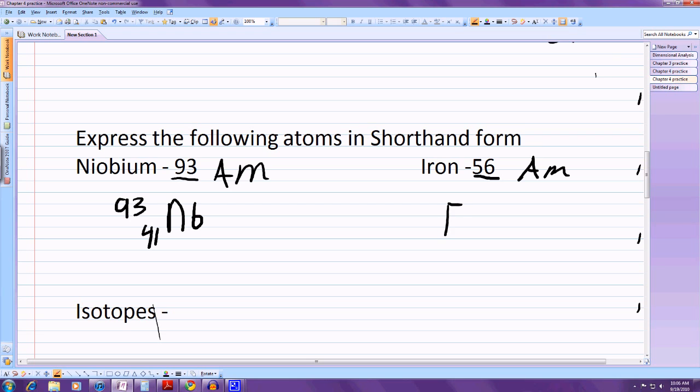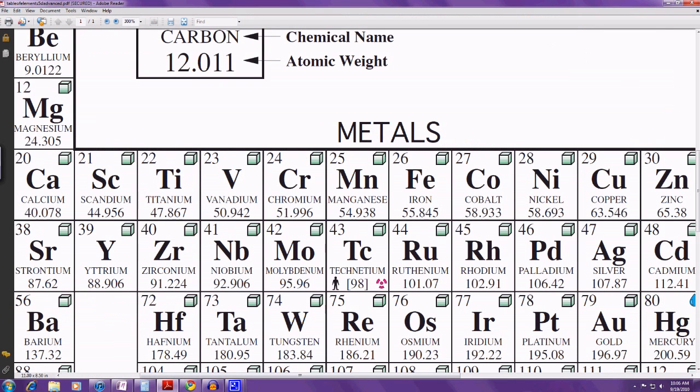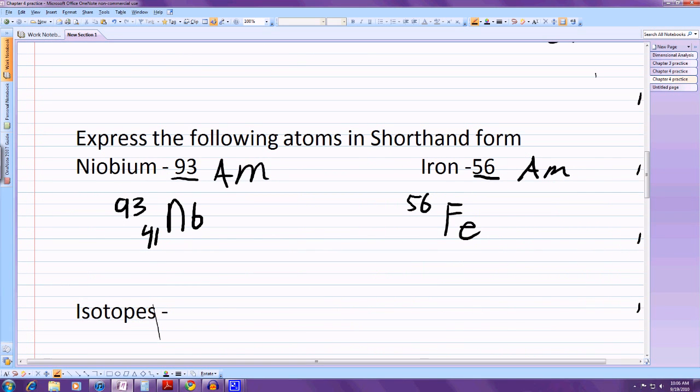Now, iron symbol is Fe. We put the 56. The 56 goes on top. What is the atomic number of iron? Iron has an atomic number of 26. And so that's where we stop there.